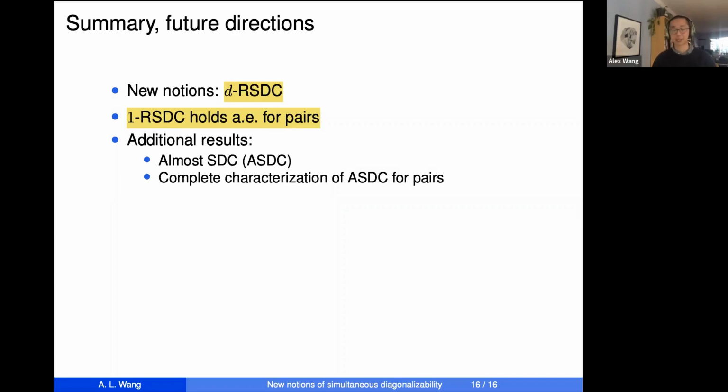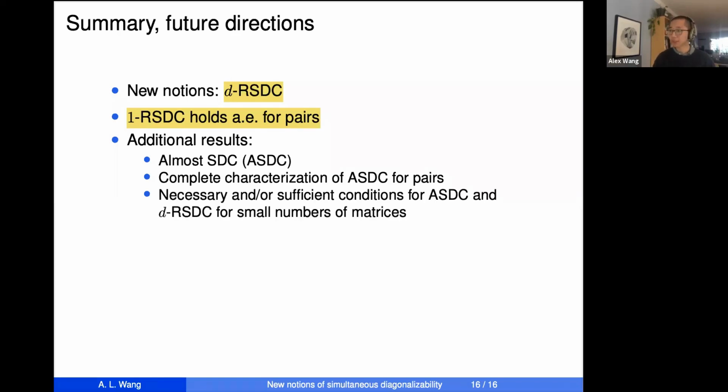We give a complete characterization of the ASDC property for pairs of matrices. And you can find additional results, which include some necessary conditions, some sufficient conditions, as well as some necessary and sufficient conditions for both of these properties. In particular, all of our results are for some small number of matrices. For example, we have some positive results for 2 and 3 matrices, and we have negative results that begin to kick in at, for example, 7 matrices.